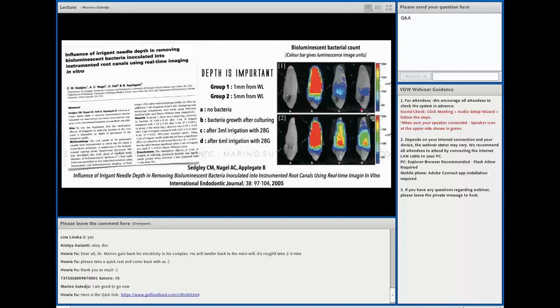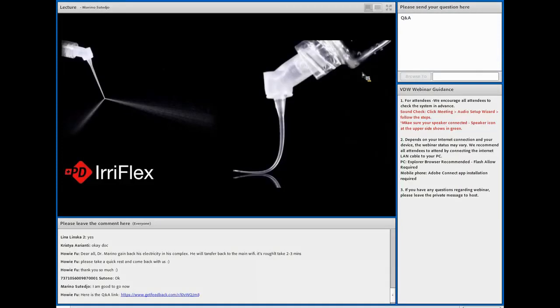And this is subgroup four, which is subgroup D. If we are using 6 milliliters of irrigation with a 20G irrigating needle, and this is 1 millimeter from the working length, and this is 5 millimeters from the working length. Once again, you can see that the bacterial count is significantly less in the group of 1 millimeter from the working length compared with the group of 5 millimeters from the working length. But not just the length is important. You can see here, actually, the volume of our irrigants is also important. By adding more volume from 3 to 6 milliliters in the same group, we will have a lower bacterial count inside the root canal system. So I'm going to introduce you to the Iriflex.